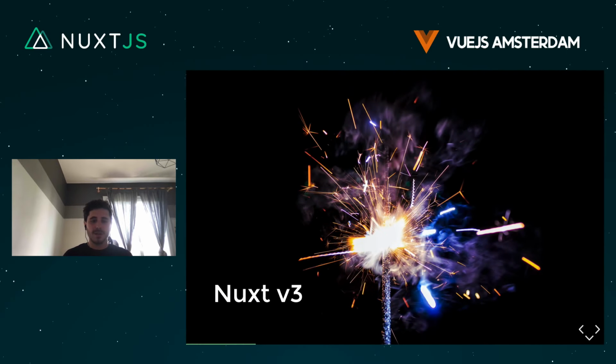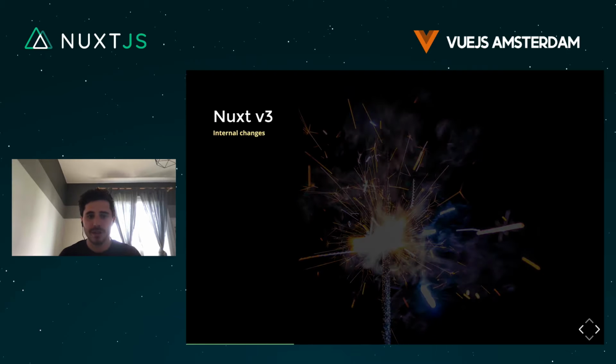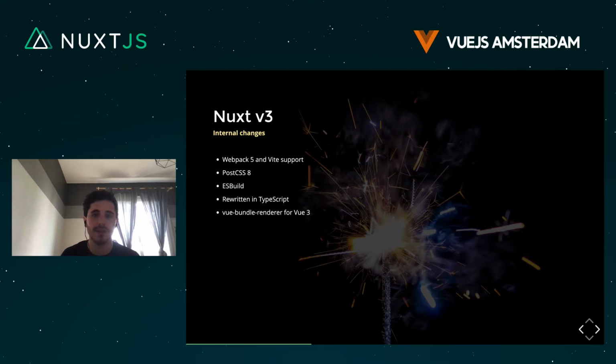So let's talk about Nuxt version 3 and the internal changes. We now support Webpack 5 and Vite, still in experimental mode. We have PostCSS 8 and ESBuild, which makes the build much faster. It's rewritten in TypeScript. We also created the Vue bundle renderer for Vue 3 in order to have this server-side rendering. And on top of that, we have the module utils. We have a new rendering engine, which is called Nitro for Nuxt3, backported to Nuxt2 as a module.